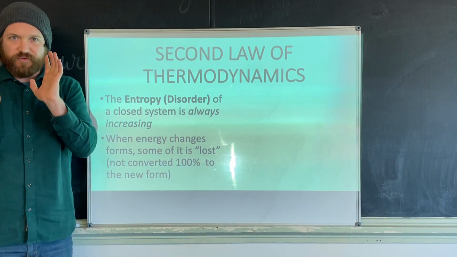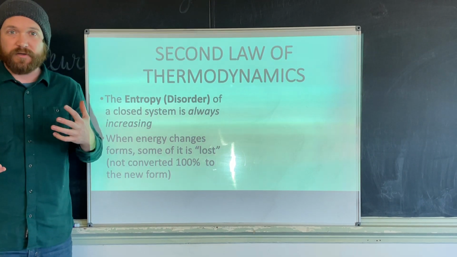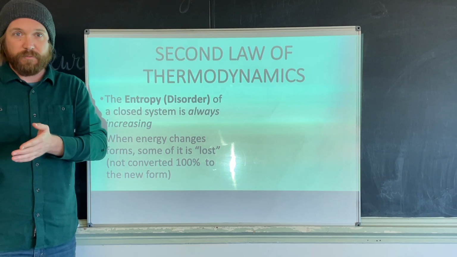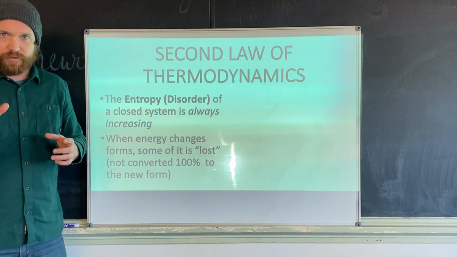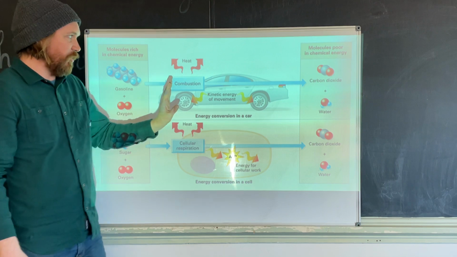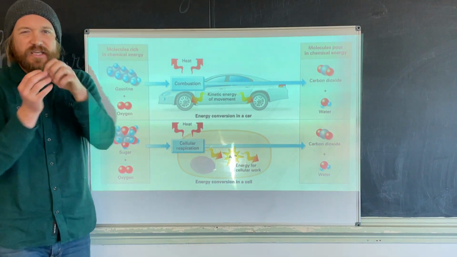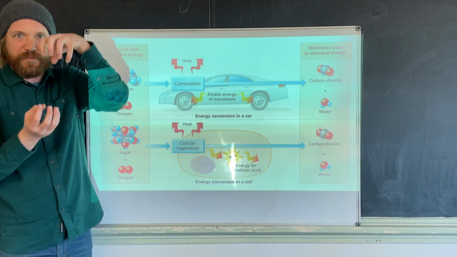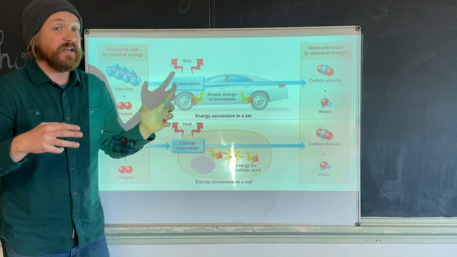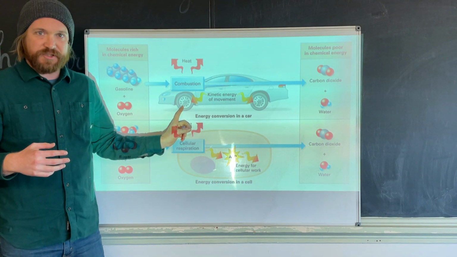When energy changes forms from one form to another, which happens literally when you're doing anything, that's what doing something is, changing energy from one form to another, it's never perfect. If we think of the example of the car, we are turning the heat from that car into kinetic energy. So the heat from that car is supposed to move the piston up and down. That's what moves the wheels of the car. Now, does 100% of that heat get converted into kinetic energy?